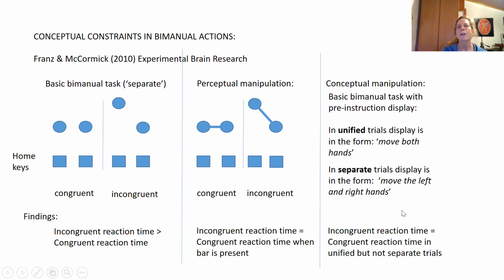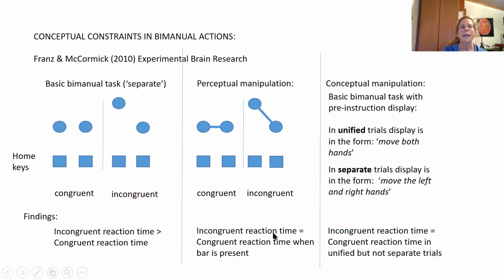We contrast that with a case in which there are separate trials. In this case, we use the word and. Move the left and the right hands, move the right and the left hands, move one hand and the other, and so forth and so on, where and is to indicate they're separate movement trials. Now we did all the appropriate controls where you make sure some of these instructions have the same number of words, and so forth, to be sure we don't have some other kind of problem going on there.